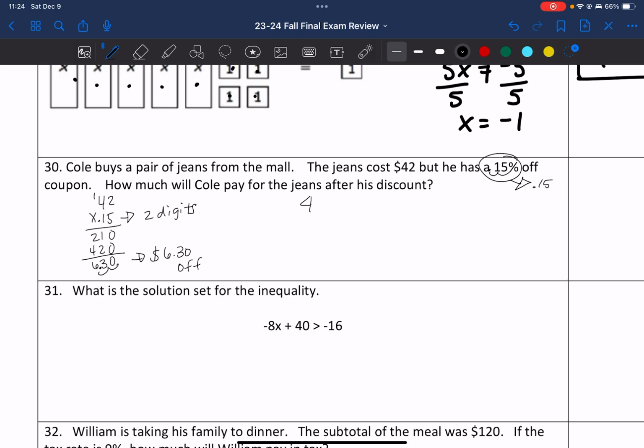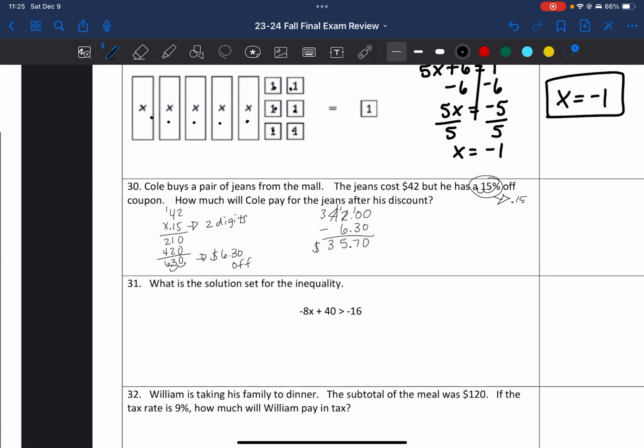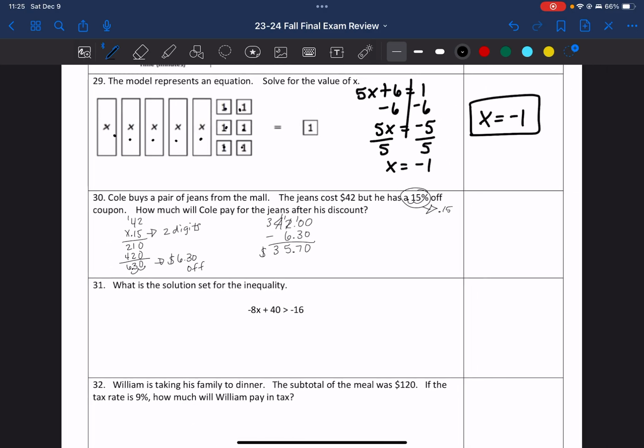So we're going to take $42. Now we have to add a decimal and a 0 to be able to subtract $6.30. So here, 10 minus 3 is going to be 7. Got to borrow from this one. 11 minus 6 is going to be 5. That is going to be $35.70. Okay? That he is going to pay after his discount.